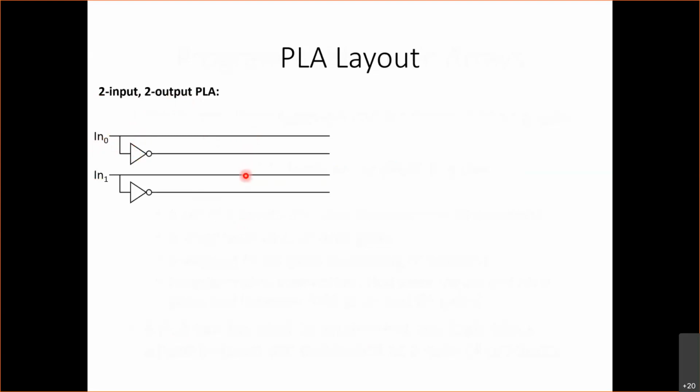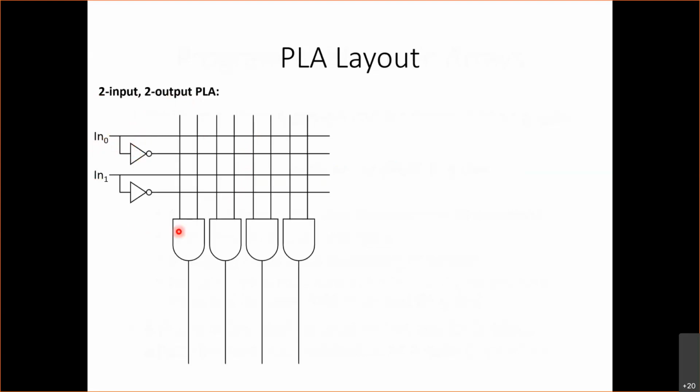And here we have in1 and its inverse. And then we're going to have a certain number of AND gates, up to the power n AND gates. So here we're going to have 4 AND gates, okay? And these AND gates are going to be crossed with these inputs and their inverses.